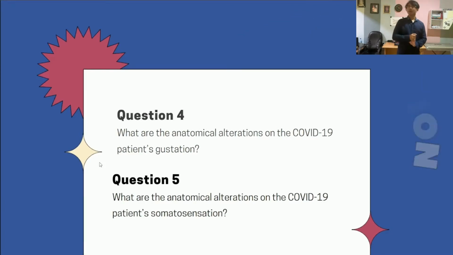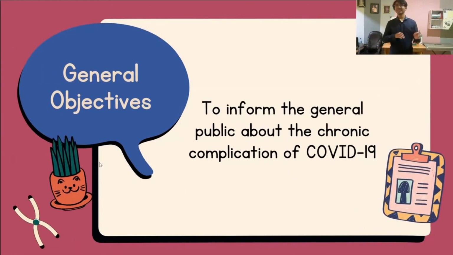Next slide, please. Based on the previously stated background information, the objectives of our research can be classified as general and specific objectives. Next slide. The general objective is to inform the general public about the chronic complications of COVID-19, while there are a total of 5 specific objectives from our project.